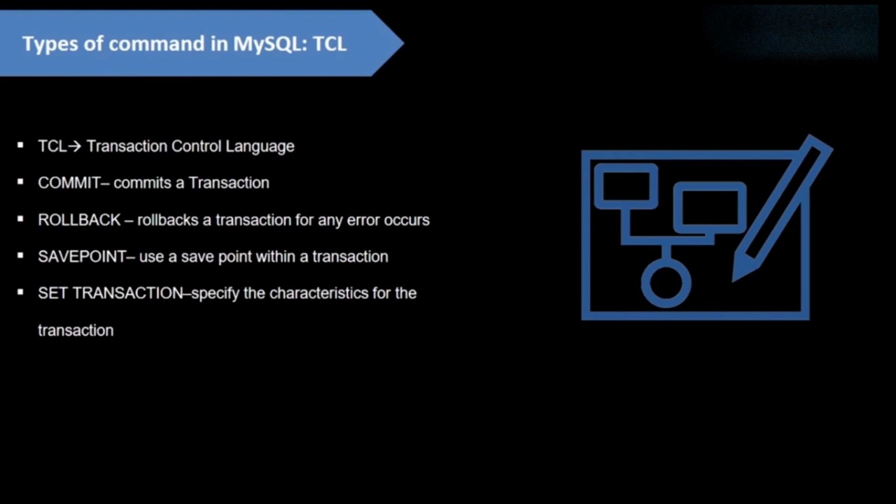We have commit. Why do we use the commit command? Commit is used to commit a transaction. Then comes rollback, to roll back a transaction if any error occurs. If you have any error, that time you can use the rollback command. Now comes savepoint. Savepoint is used to create a save point within a transaction, so you need to use the savepoint command. Lastly, the TCL command set transaction is used to specify the characteristics for the transaction.